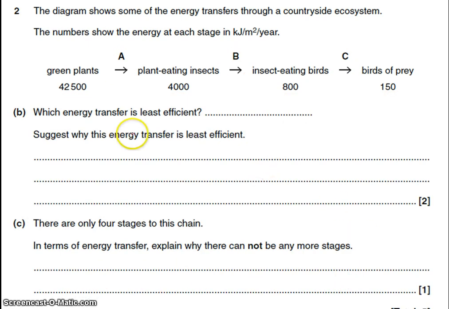The next question then is, which energy transfer is the least efficient? It doesn't particularly matter which letter that you put. What matters is the second part of this, which is suggest why this energy transfer is least efficient. This question is basically asking, how is energy lost through a food chain? So one of the main processes is energy is lost through egestion.